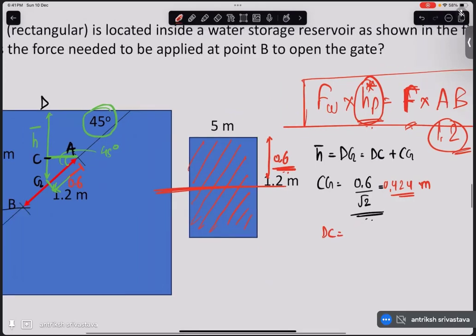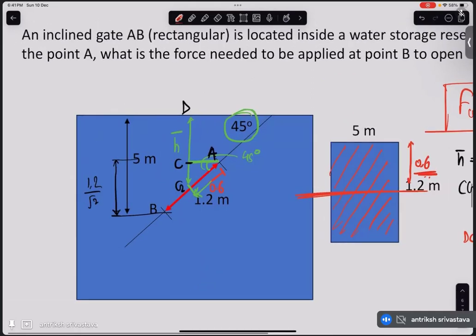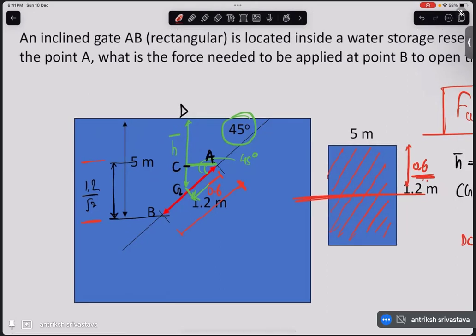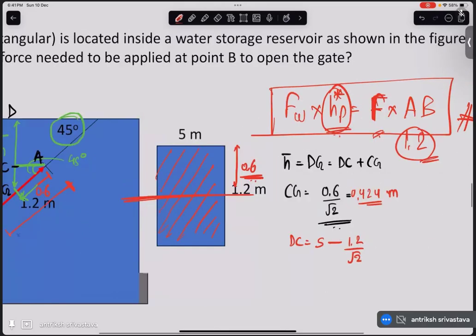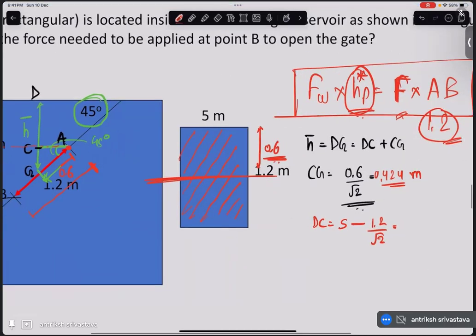So DC is nothing but 5 minus 1.2 divided by root 2, as we discussed. This is 1.2. Then the vertical component of that is going to be 1.2 divided by root 2, and we subtract it from 5 to get the depth of A. That will be your DC, right? It is going to be 5 minus 1.2 divided by root 2, 4.151. So CG we know, DC we know, h bar we can now calculate: 4.575 meters.